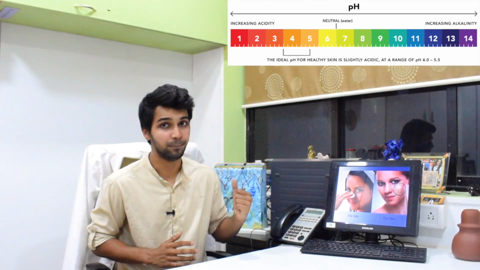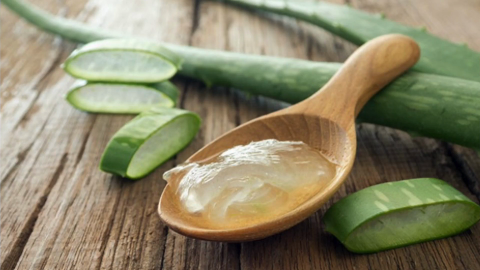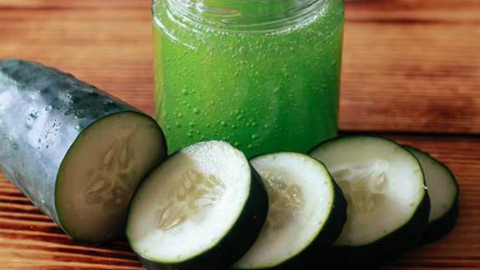Those with excess oily skin have their pH below 5.5 and such people should use products in gel form or products in lotion form. What are the products in gel form? There is aloe vera gel, neem gel, cucumber gel, etc. What I recommend to people with excess oily skin is aloe vera gel of Aloe Derm company.